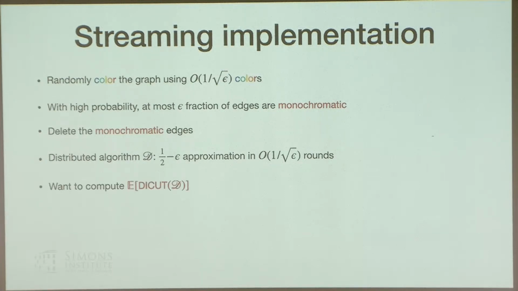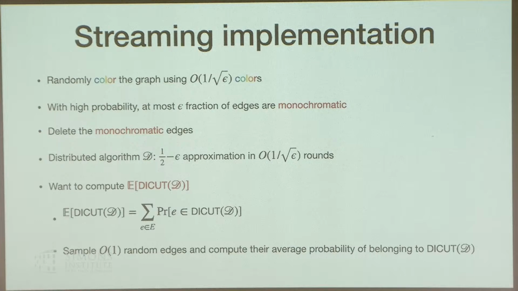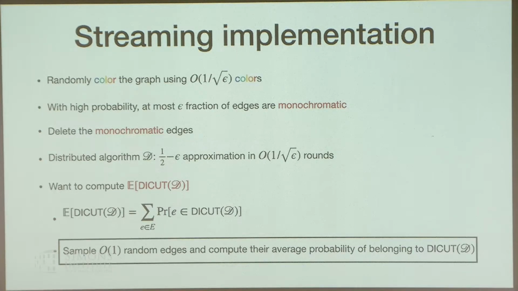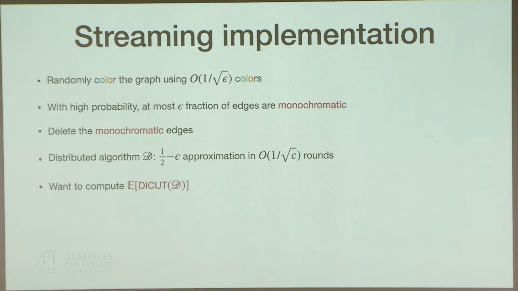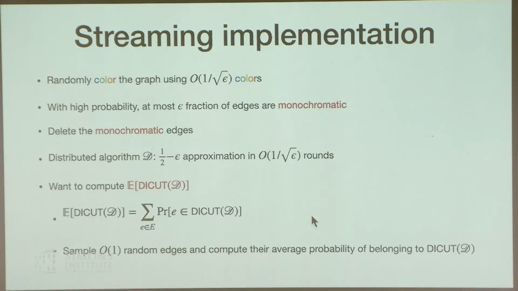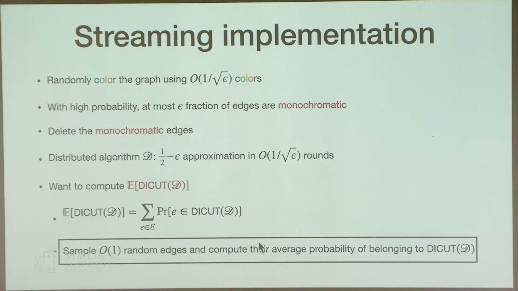Okay. So now we want to compute the expected DICUT value output by the distributed algorithm. And this is again very similar to the obvious algorithm where you sample order 1 random edges, and for each edge you compute the probability that it belongs to this DICUT partition, and that helps you compute what the expected DICUT value is. So really the crucial thing is the probability of belonging to the DICUT partition output by the distributed algorithm. That's what we are trying to compute.